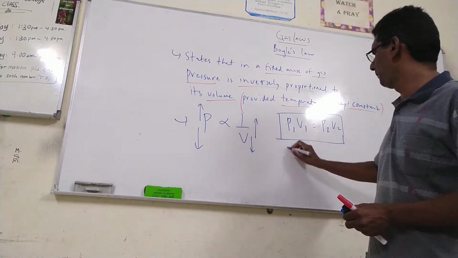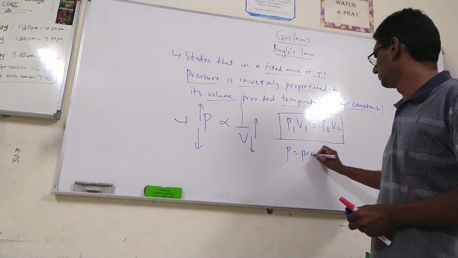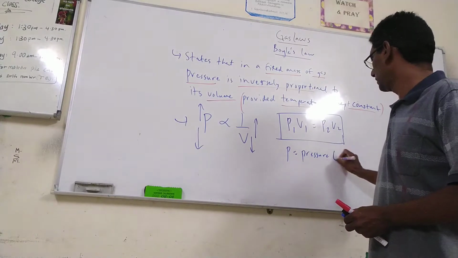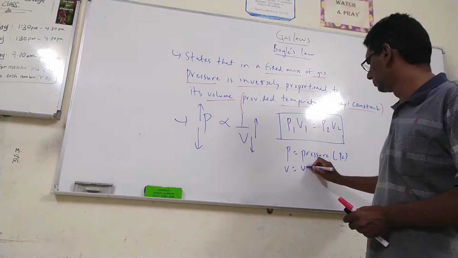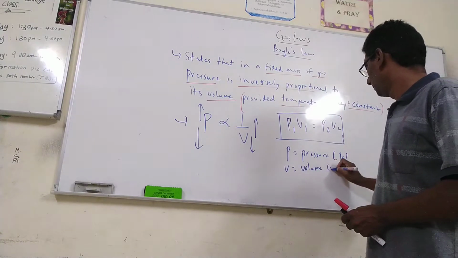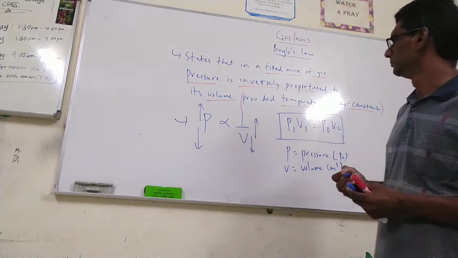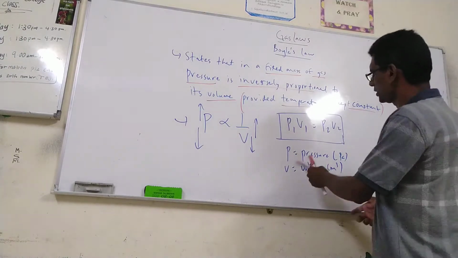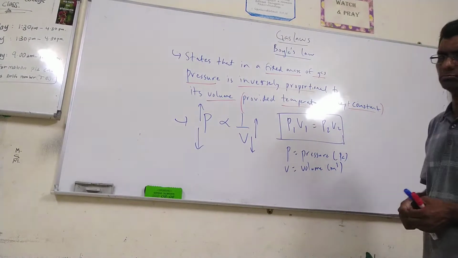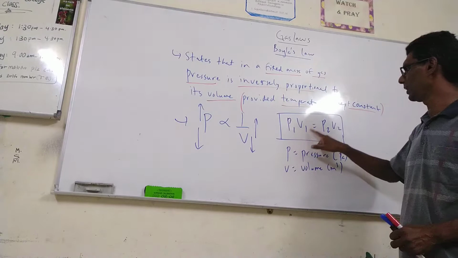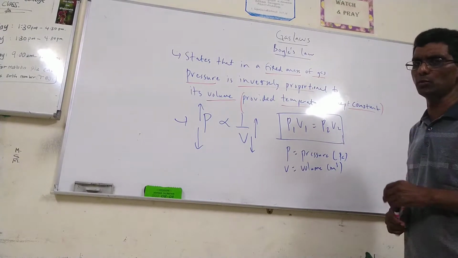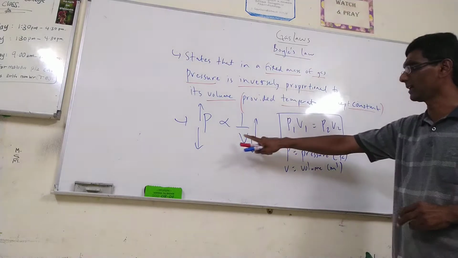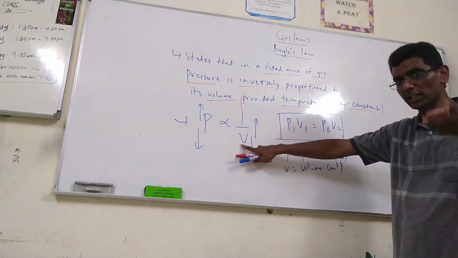Where P is pressure, with the unit Pascal, and V is volume, with the unit meter cube. P1 V1 equals P2 V2. This is the relationship between pressure and volume.